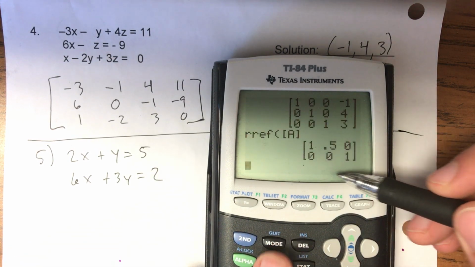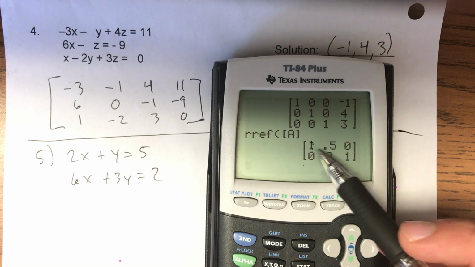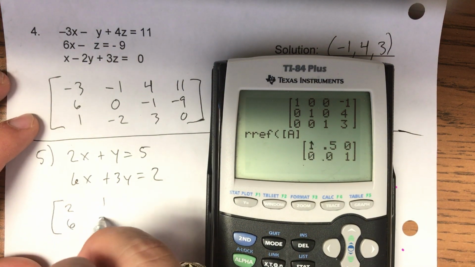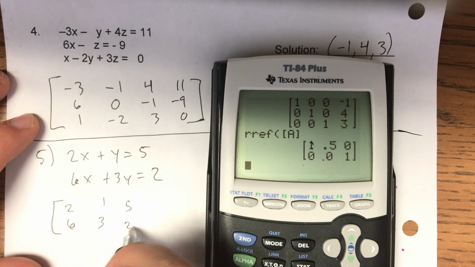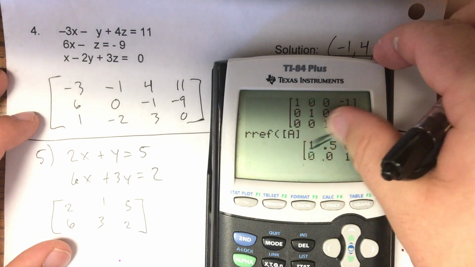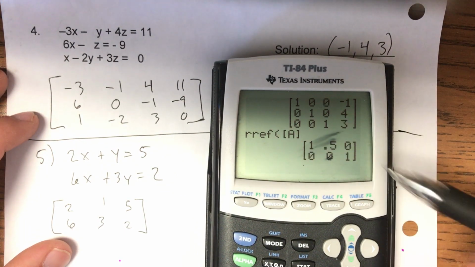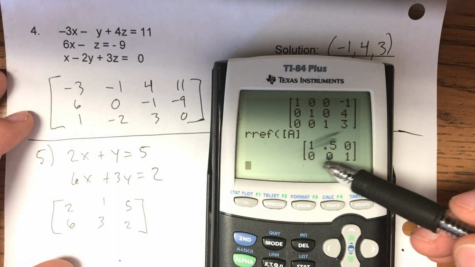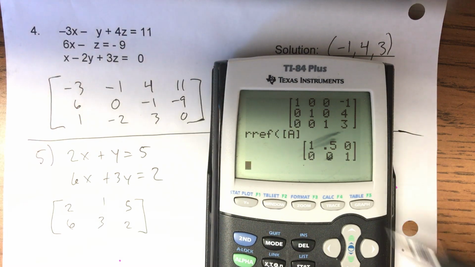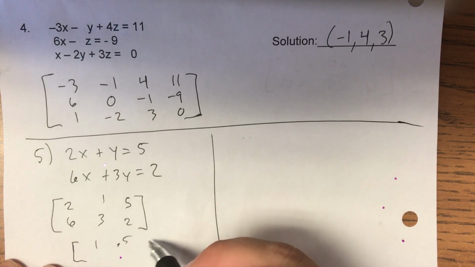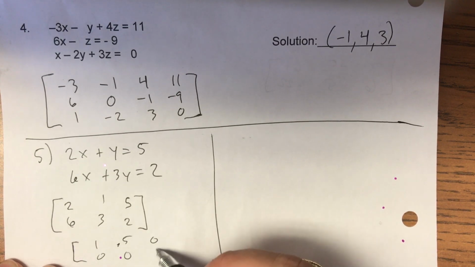And so whenever you're all said and done on this one, it doesn't have the ones along the diagonal. So the matrix I put in was 2, 1, 5, 6, 3, 2. But on this one, the answer doesn't have ones along the diagonal. And since it doesn't have the ones along the diagonal, this is a special case. So on the bottom row I have zeros and then I have 1.